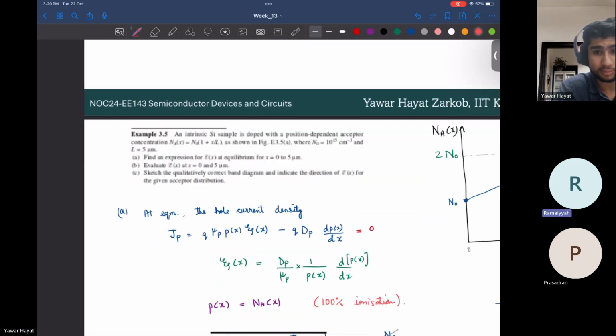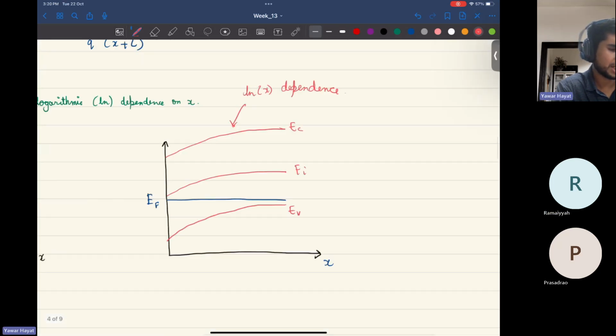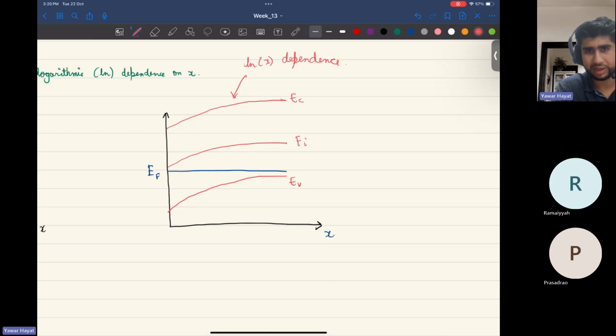Now there was a second part of the question: why does the energy band bend only at x equals 0? It's not bending only there. Just ignore the way I have drawn it. It would bend uniformly throughout in a logarithmic fashion. Why do you think it's only bending at x equal to 0? Okay, due to the dopant concentration variation, as we move farther away from x equals 0, there's a higher concentration of holes.